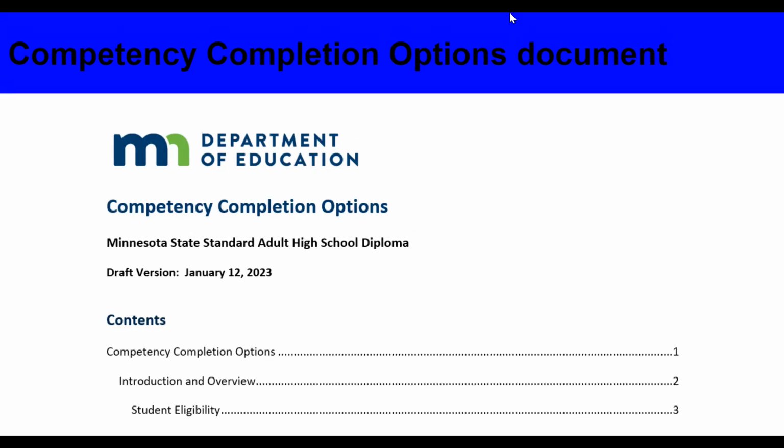So this document, as you know, is a long document. It's kind of a complicated document, and it is where we list out one by one all of the different ways that students can show mastery, demonstrate competency in order to receive their standard adult diploma. This is something of a living document.